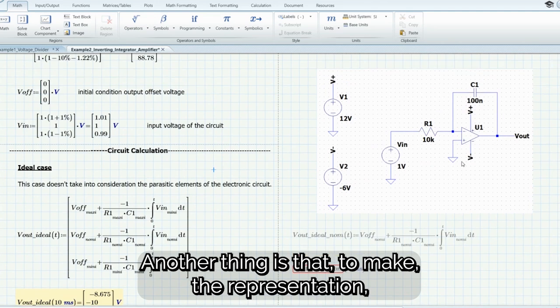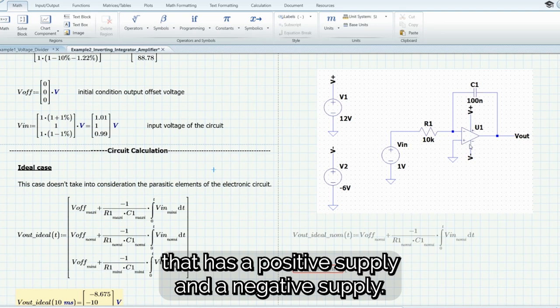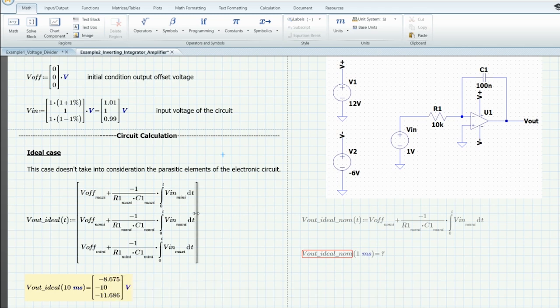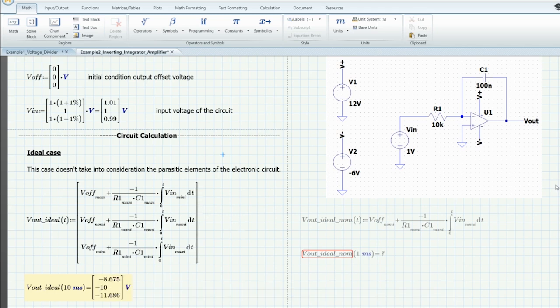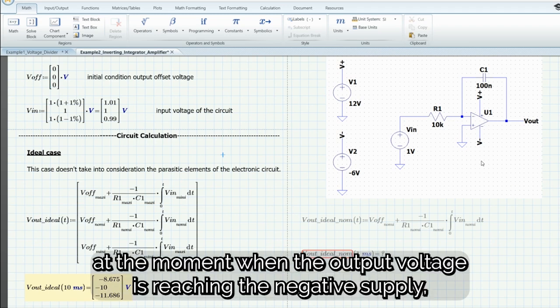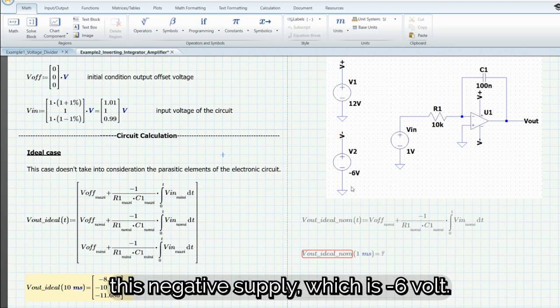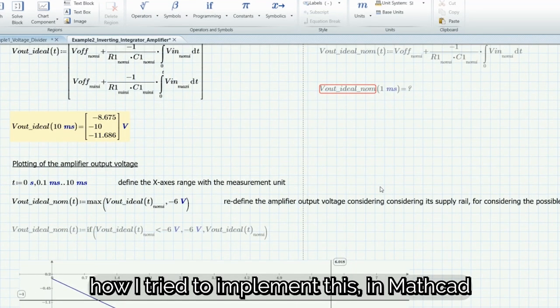Another thing is that, to make the representation look a little bit realistic, I have to consider that I have an amplifier that has a positive supply and a negative supply. And this being an inverting integrator, the output will decrease over time. It is known that at the moment when the output voltage reaches the negative supply, the amplifier will saturate and the output voltage will stay at the value of this negative supply, which is minus 6 volts. How did I try to implement this in Mathcad?